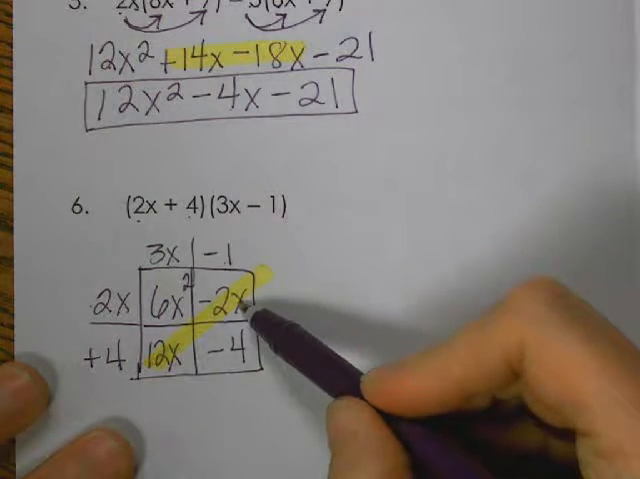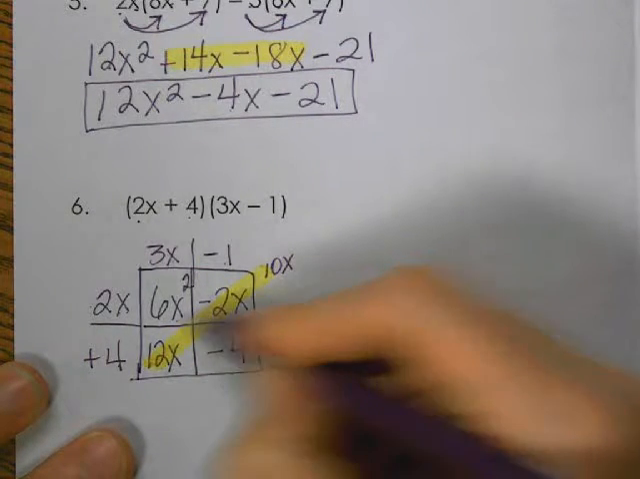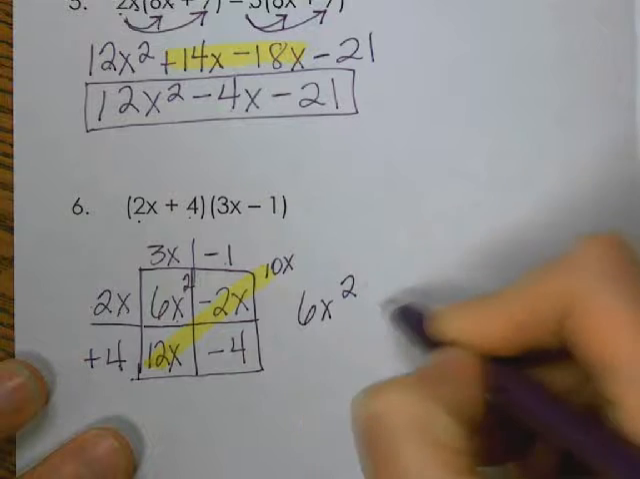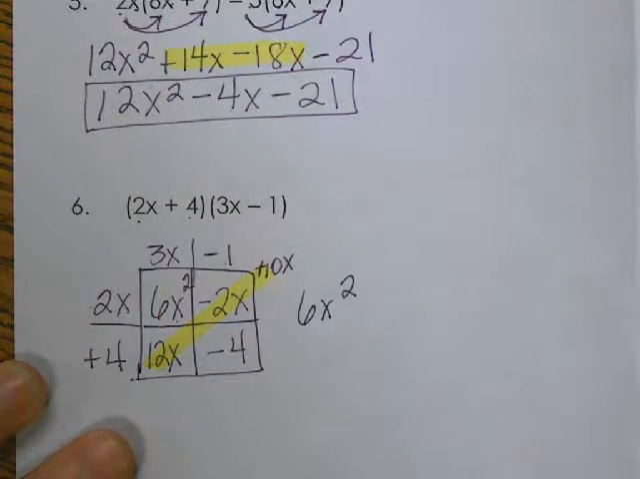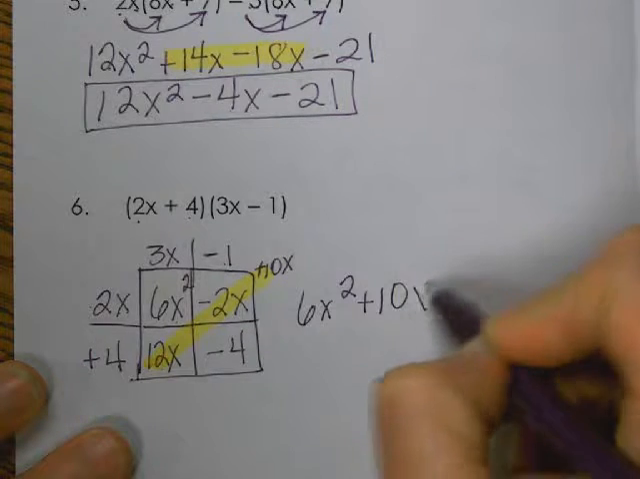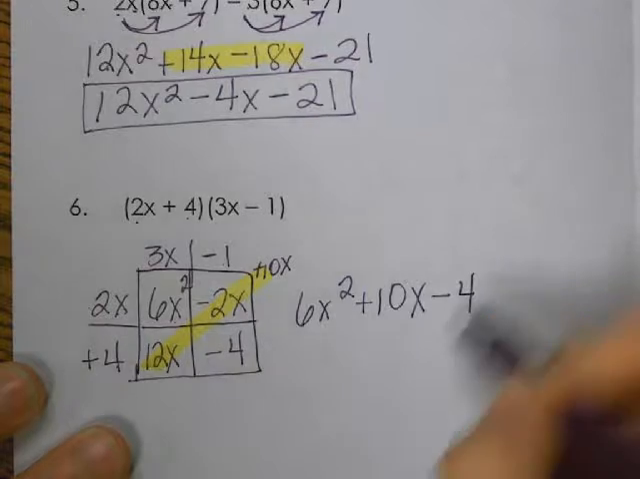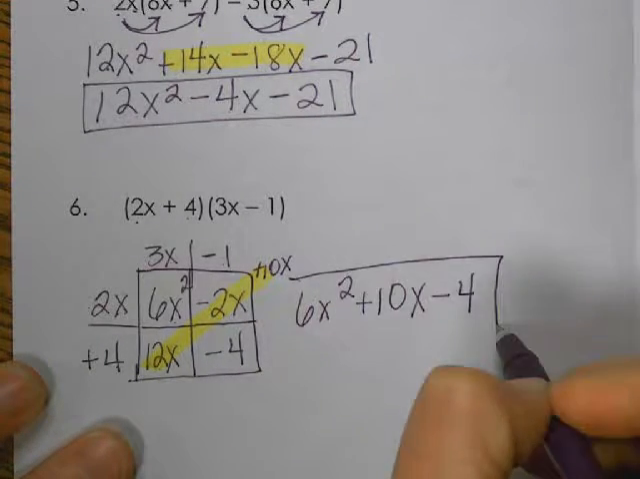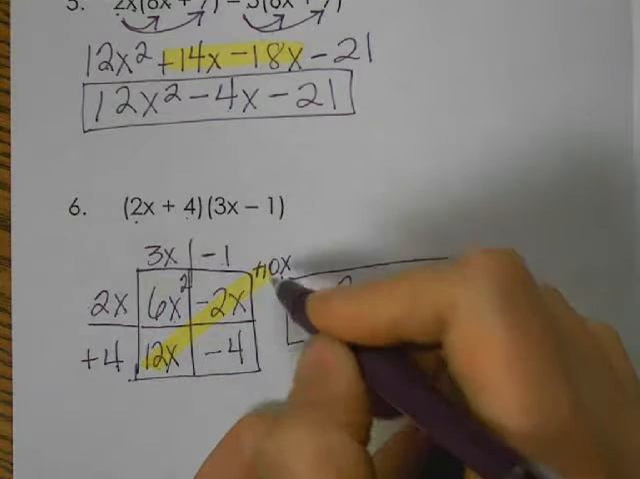So 12x minus 2x is 10x. So my answer is 6x squared. What kind of 10x is this, positive or negative? It's positive. So positive 10x, now it's a plus sign, and then negative 4. Now that's a minus sign. And that's your final answer. Okay? All right.